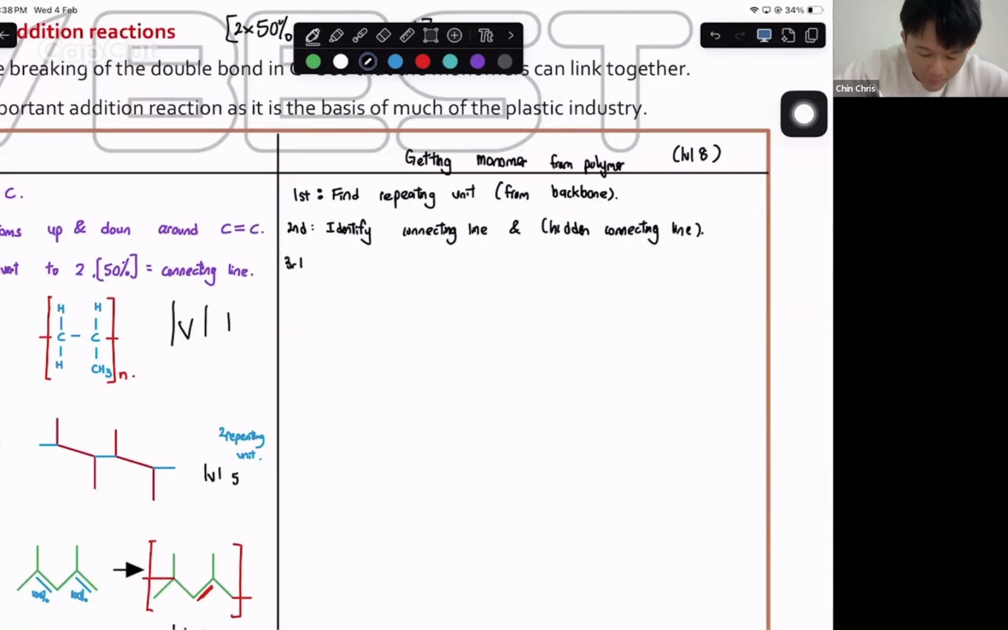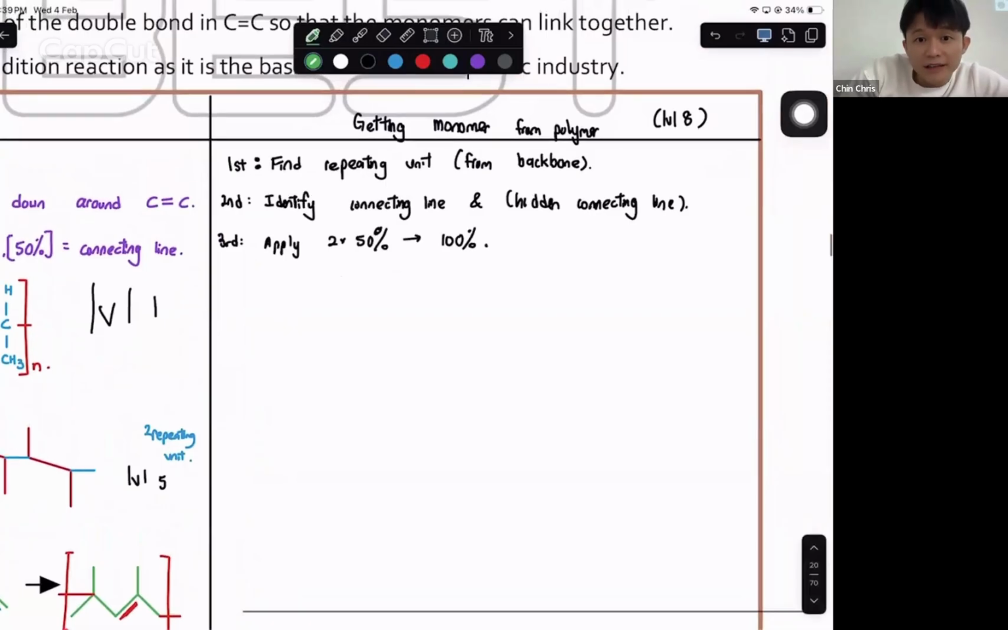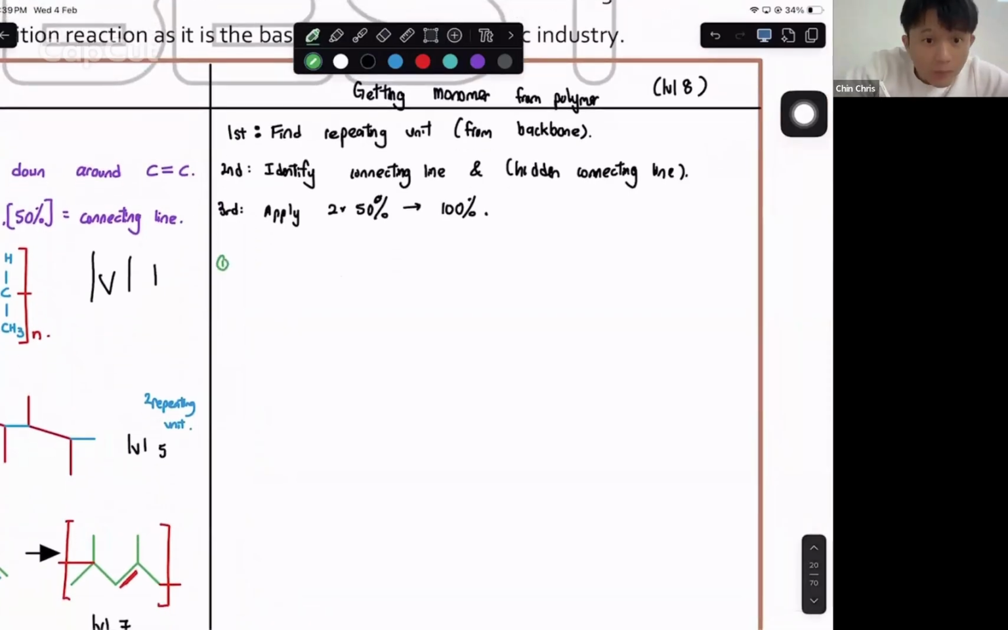Then third step, apply the 2 times 50% back to 100% rule. So just now was 100%, turned into 2 times 50%. Now it's 2 times 50% back to 100%. All right, guys, please copy this. I'm going to give you a level 8 question, starting from this question.